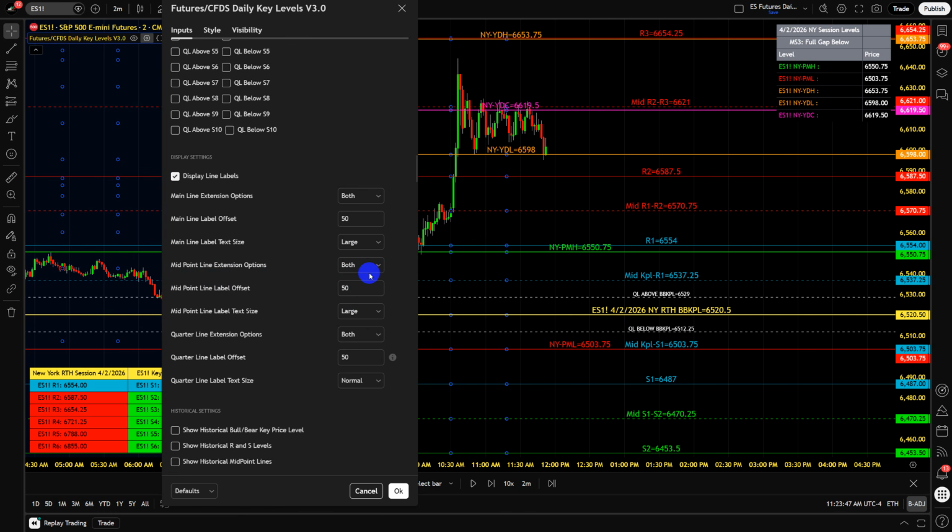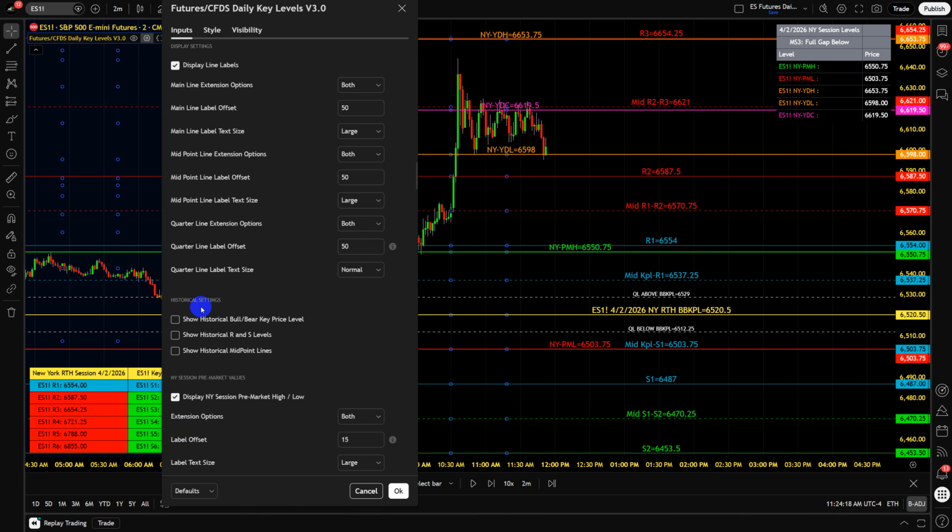Next, the midpoint line extension option, same thing here. You have all the same controls, same offset. So this controls all the midpoint lines by a group, just like this controls all the main lines by a group, and this controls all the QL lines by a group. So you have the same controls. Right now, as you can see, they're all set to 50, so they all line up vertically. If you prefer a different look, then you can set these all at different ones. That's why they're controlled by groups.